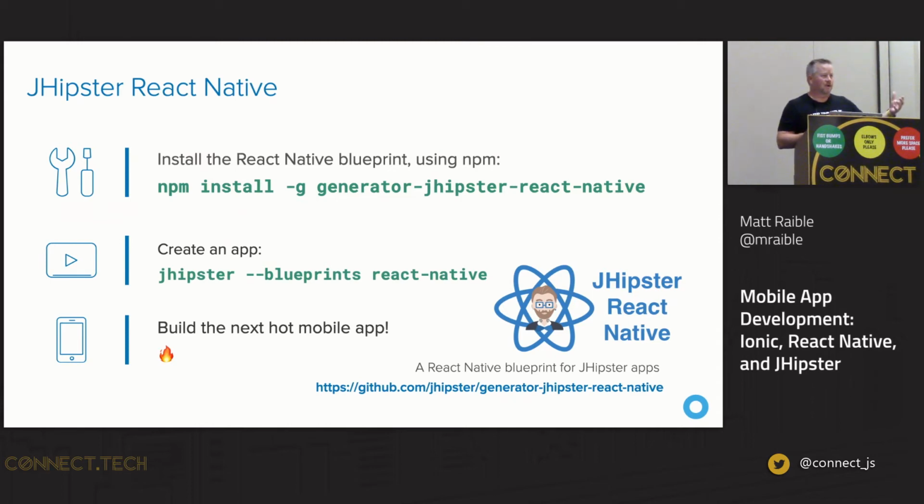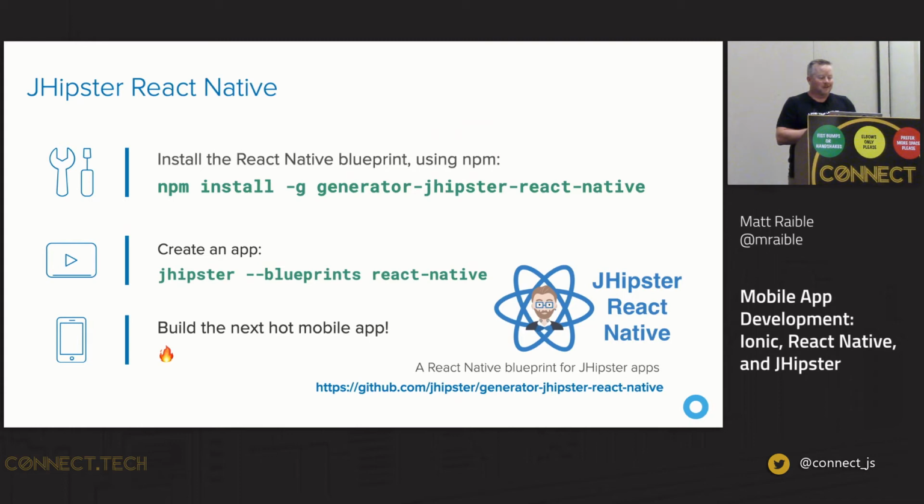And how blueprints work in JHipster is we allow you to use them to override the default behaviors. So that's how we have the Micronaut backend or the Quarkus backend or whatnot. You install the blueprint and then you run it with it. You can see blueprints there. And then it'll create the UI using React Native. For instance, we have a Svelte blueprint, right? That would create a Svelte front end instead of Angular. And then you build the next hot mobile app.